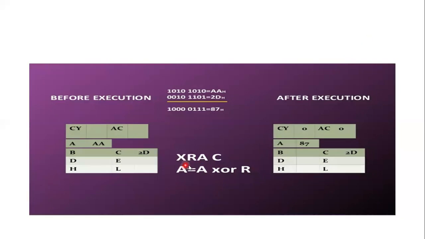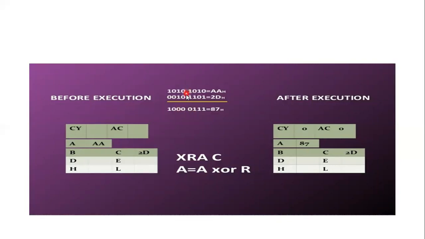Instruction XOR A, C. C has the value 2D, and the accumulator A has the value AA. So A and 2D, therefore XOR operation. 0 1 is a 1, 1 0 is a 1, 0 1 is a 1, 1 1 is a 0. That is, if both digits are the same, then the result becomes 0, otherwise 1.